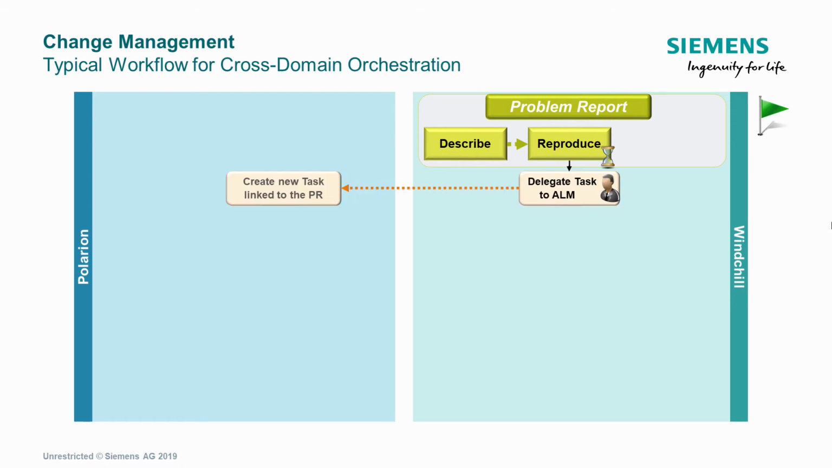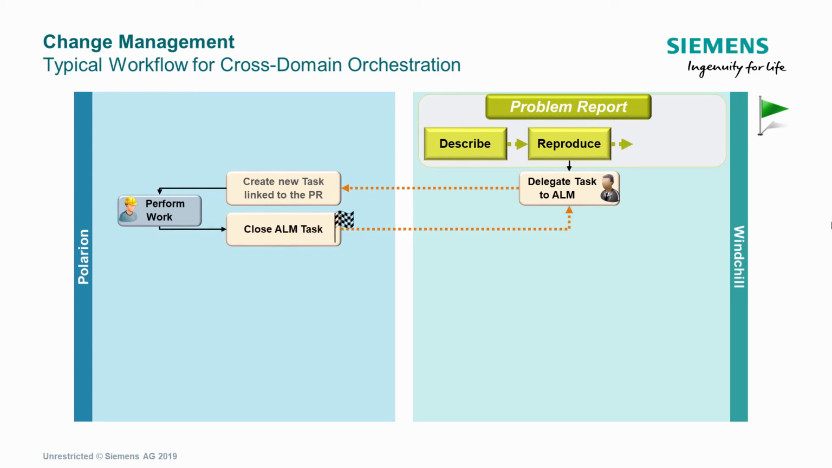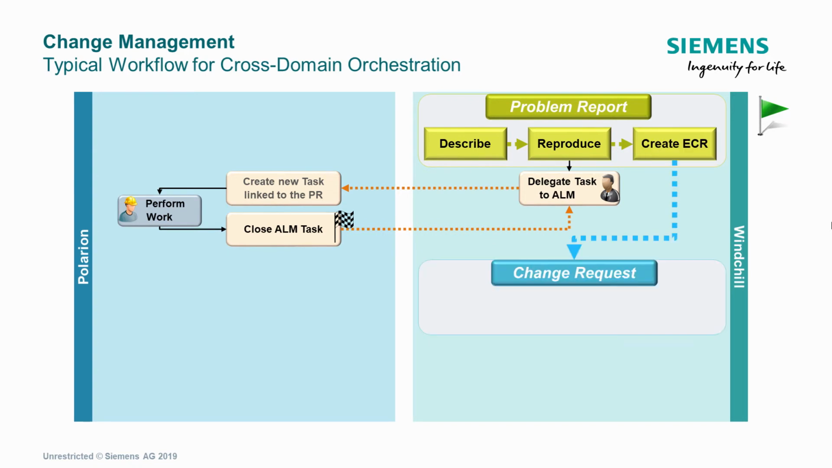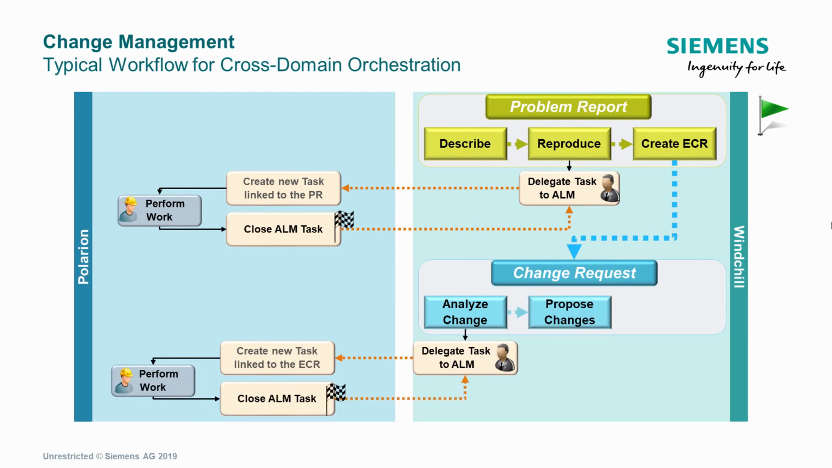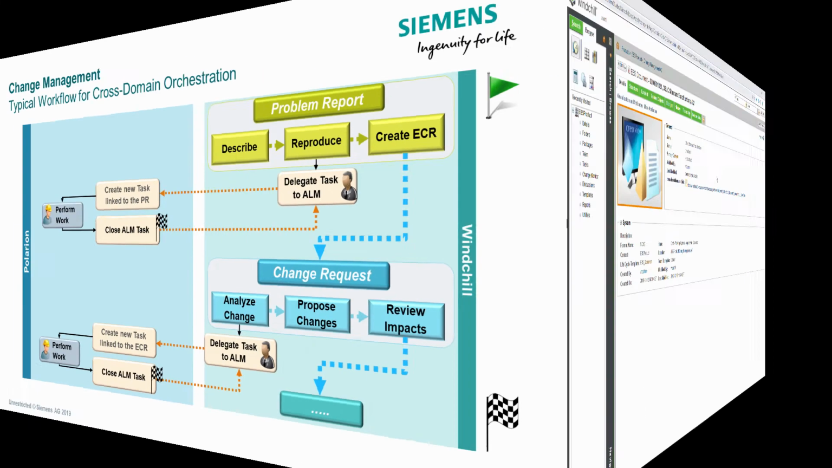The integration will create a waiting task in Windchill so that the workflow is put on hold, and at the same time, it will create a linked task in Polarion to track its progress. Then, in Polarion, you could natively perform some work, and when you're finished, the task is closed in Polarion. The waiting task in Windchill will also be closed. Then the workflow can move on to the next step. The same thing can be defined for a change request or any other change management object type.